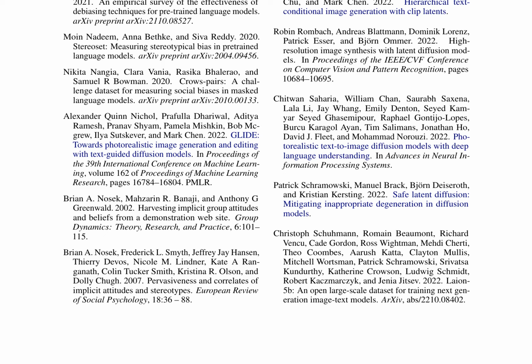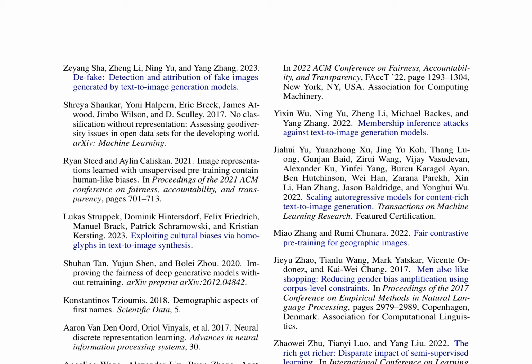Several studies on debiasing techniques for pre-trained language models are mentioned, including Mead et al. 2021, and Nadim et al. 2020. The authors also reference works on measuring social biases in sentence encoders, such as May et al. 2019, and Kim et al. 2021. In the context of image generation, the authors cite papers on text-to-image synthesis models, including Nikal et al. 2022, and Rambach et al. 2022. They also mention studies on detecting and mitigating biases in image generation, such as Shaw et al. 2023, and Steed et al. 2021.